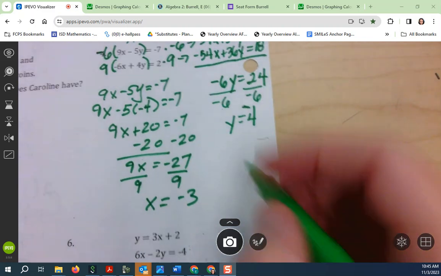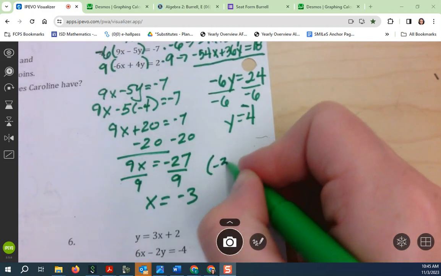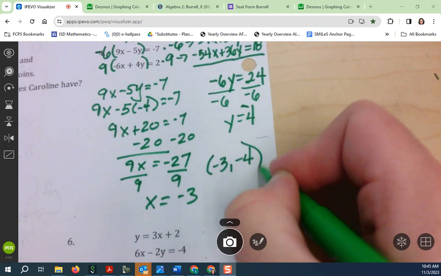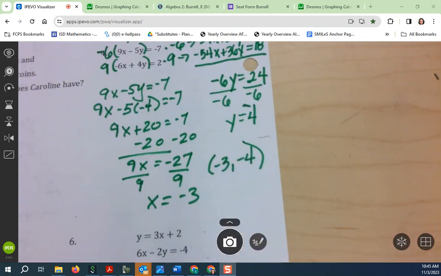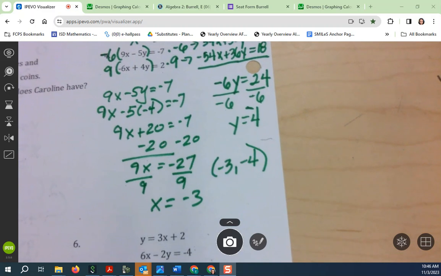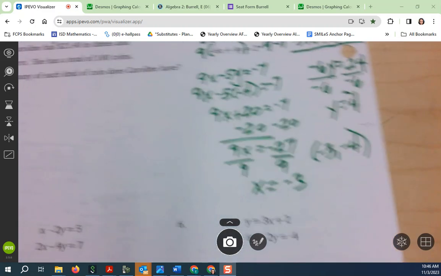So I'm getting negative 3, negative 4. Has anybody graphed it yet to see if that's the right answer? It is? Okay. Let's start the next word problem and see how far we get, and then we'll bring our notes back to finish next class, okay?